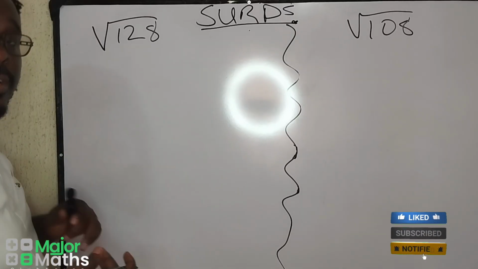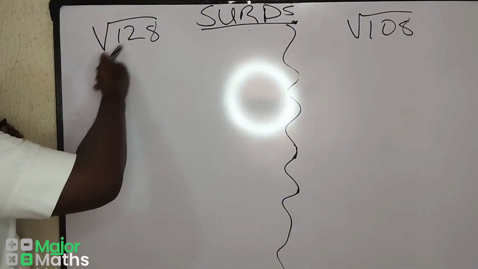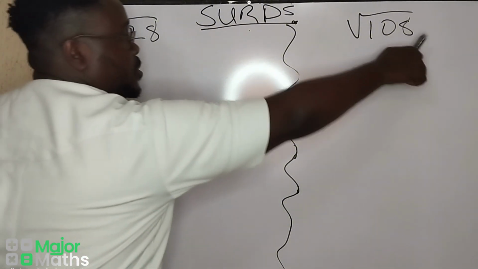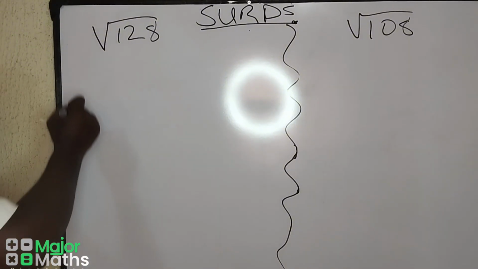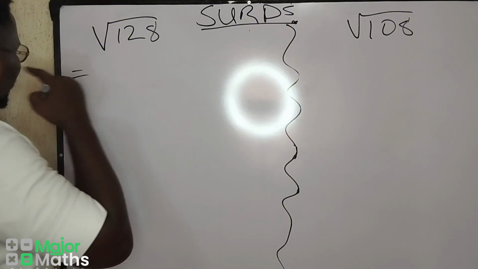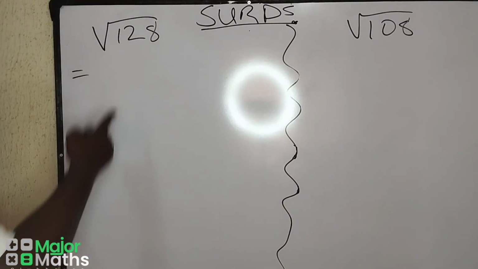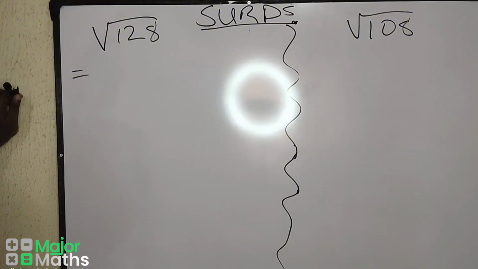So we have another set of examples. And we have root 128 and root 108. So we'll start with root 128. So like I said, you break down this number into factors, hoping that one of the factors is a perfect square.